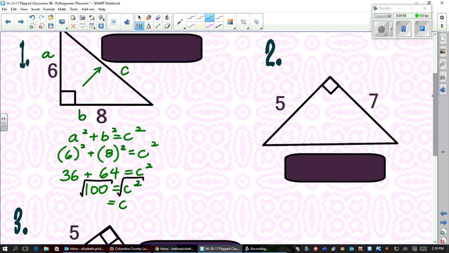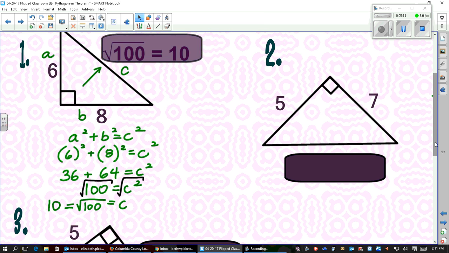Now, it asked me in the directions to give my answers two ways, a radical, and also to round to one decimal place if necessary. Well, I don't have to round this time. I know of a whole number that I can square to get 100, so I know that the square root of 100 is actually 10. So those are the two forms for the solution to C, the hypotenuse, the square root of 100, or 10.